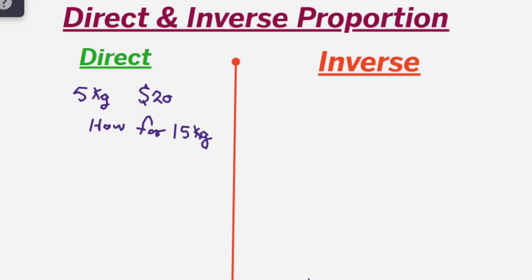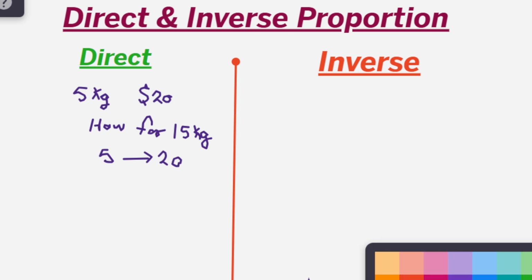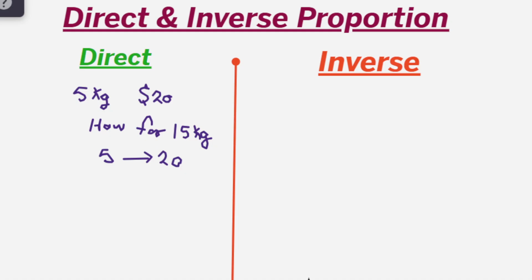First of all, let's write it here. 5 kilograms cost you 20. You need to know how much 1 kilogram will cost. To know that, we will divide by 5. So 5 divided by 5 is 1. Since we divide here by 5, we divide here by 5. So 1 kilogram will cost $4.